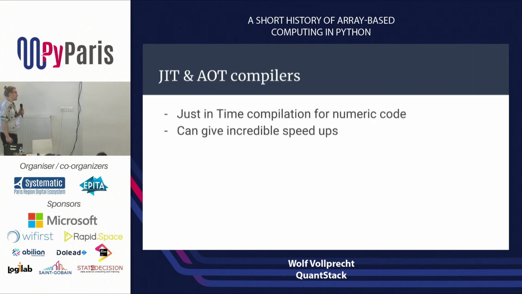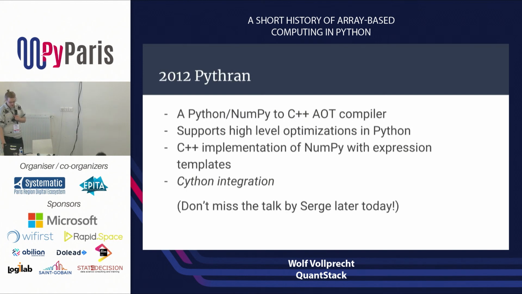And now we're talking a bit about just-in-time and ahead-of-time compilers, because it's also something that came out of the Python community in the need for speed. And we have a couple of really interesting concepts for just-in-time and ahead-of-time compilers, and I'll talk about two. One of the most powerful ahead-of-time compilers that really works is Pythran. It supports the Python and NumPy interface, and it compiles this to C++.